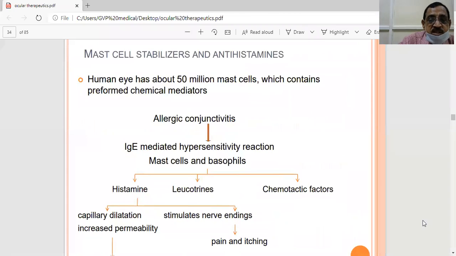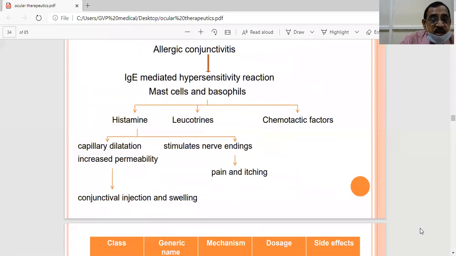Mast cell stabilizers and antihistaminics. The human eye has about 50 million mast cells, which contain preformed chemical mediators. Allergic conjunctivitis is an IgE-mediated hypersensitivity reaction. Mast cells and basophils produce histamine, leukotrienes, and chemotactic factors. Histamine causes capillary dilatation and stimulation of nerve endings. Capillary dilatation increases permeability, and stimulation of nerve endings causes pain and itching. The capillary dilatation causes conjunctival injection and swelling.